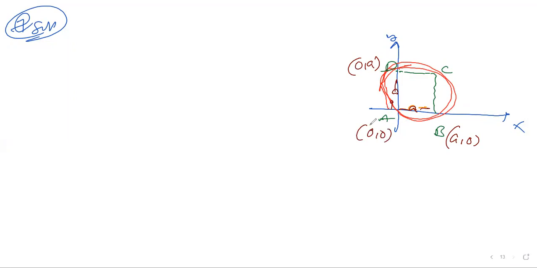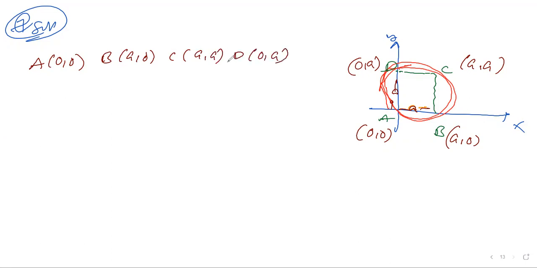Next, what's the point of C? We can say it is the point (a, a). From the general approach I took, A is (0, 0), B is (a, 0), then let us take point C as (a, a), and the point D is (0, a). These are the 4 points, right? So we need to show these 4 points are concyclic.